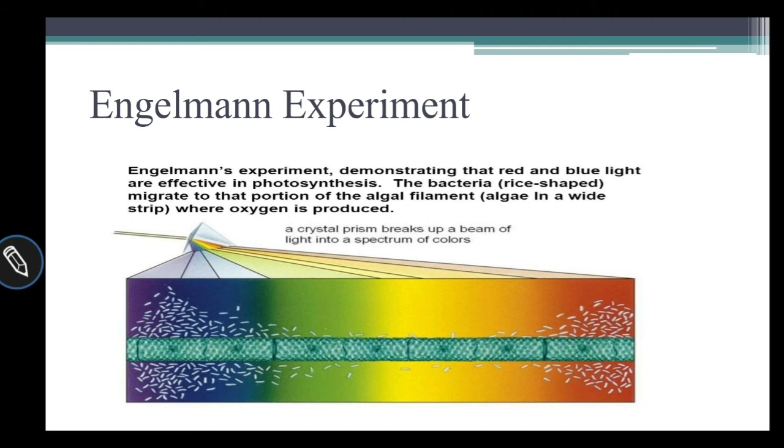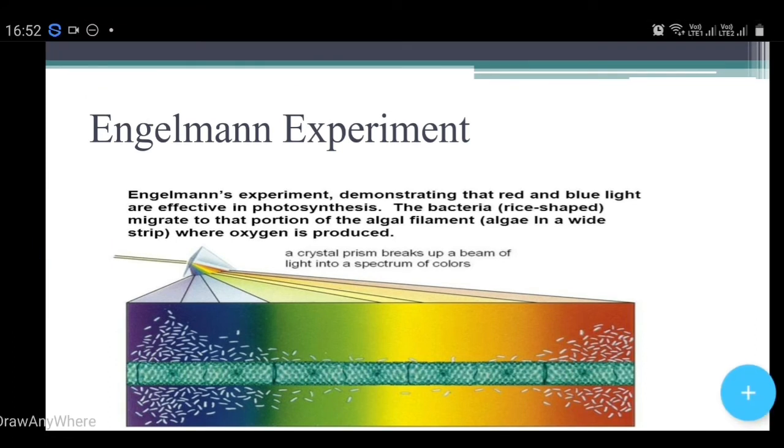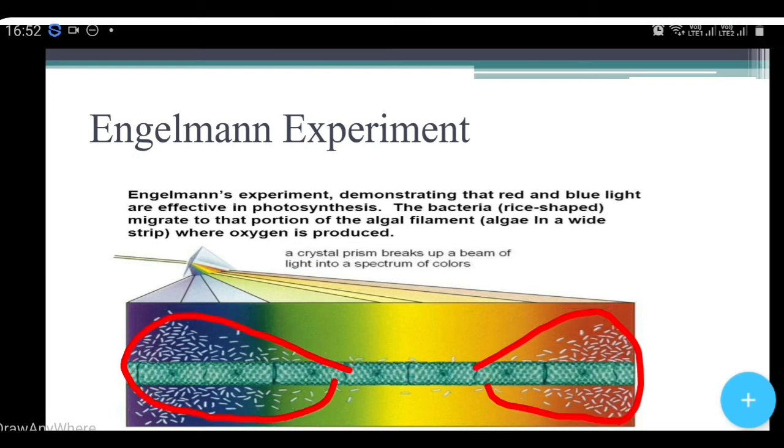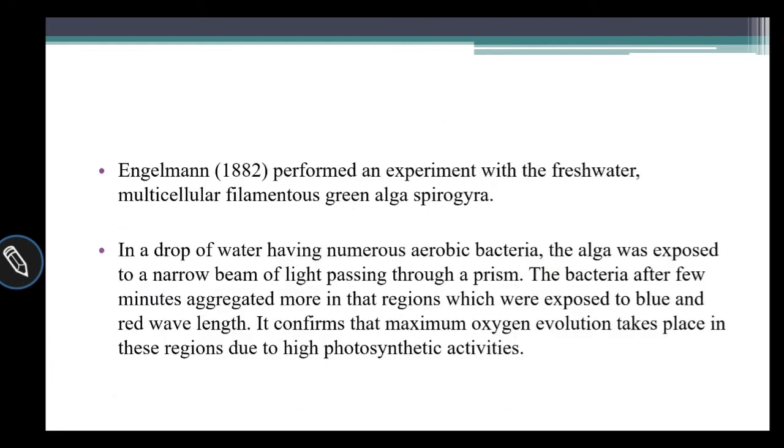Now what he did means he allowed a ray of light to pass through a prism, and he later observed under the microscope. What he observed is that these aerobic bacteria, after some time, start aggregating towards the violet region and towards the red region. By this he confirmed that the rate of photosynthesis is more near the blue or violet region and near the red region. And this experiment is neatly explained by an action spectrum.